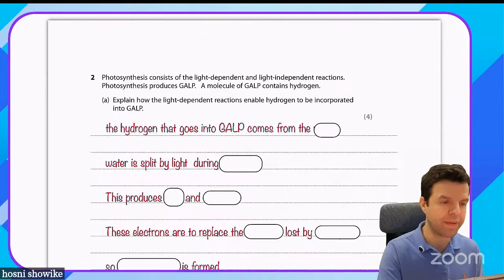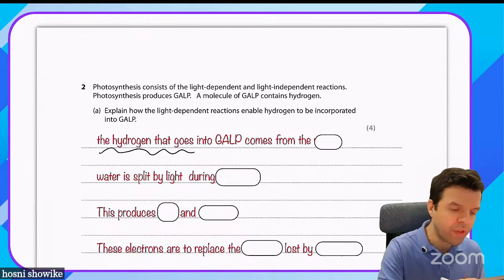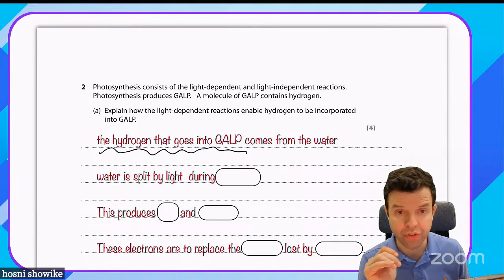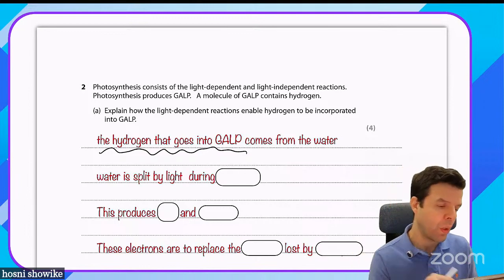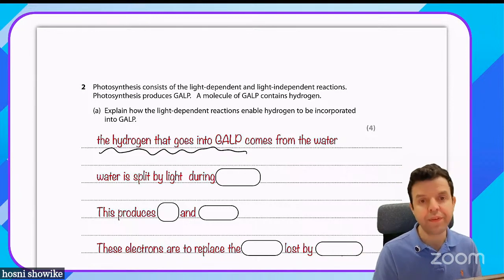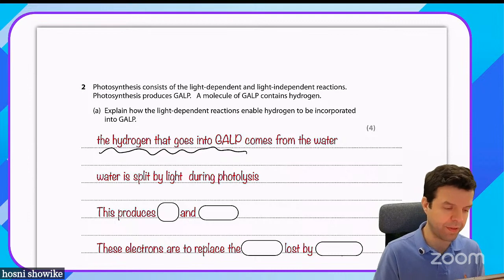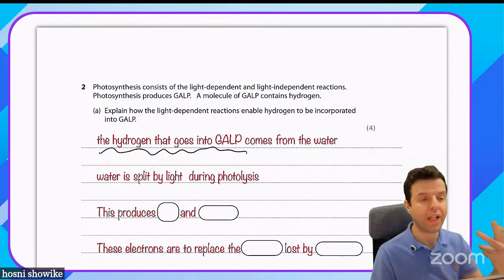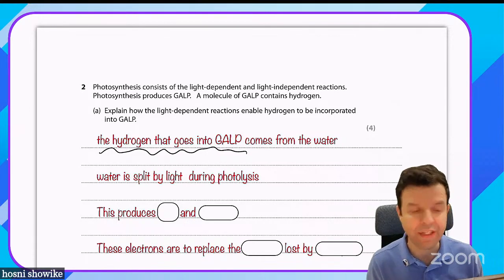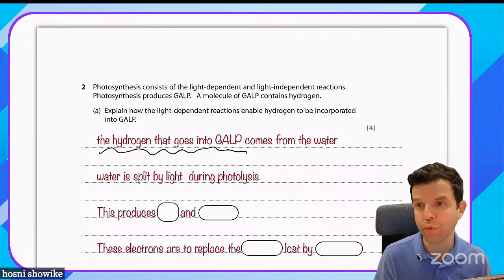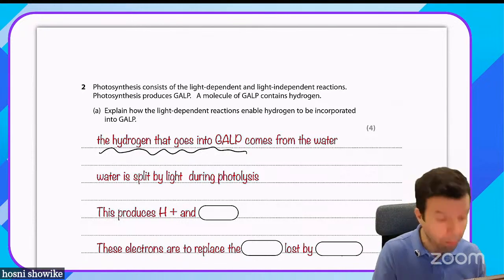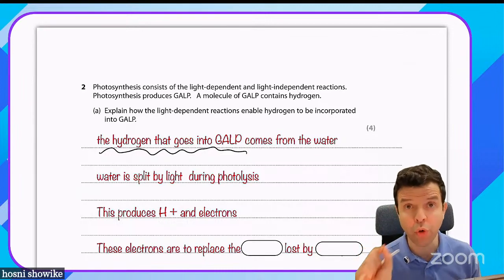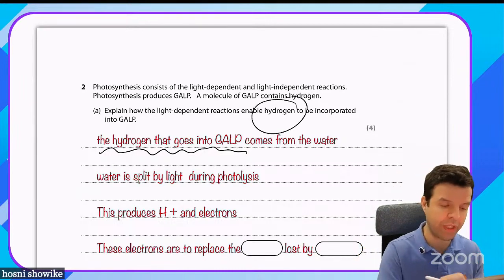I'm going to say the hydrogen that goes into GALP comes from the water. It's like the previous question. Water is split during photolysis. This gives me two valuable things. One is the electrons, and second are protons. So you get protons and electrons. Both are valuable. Now, this question is asking me about the proton part because the question says hydrogen, okay?